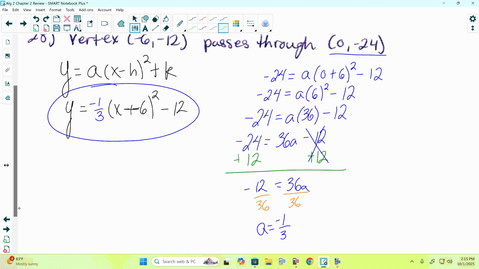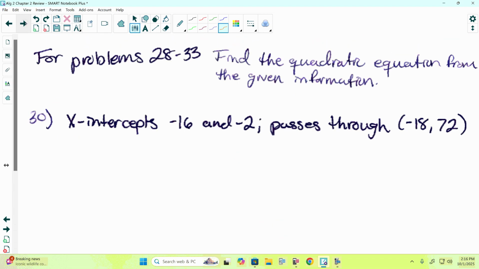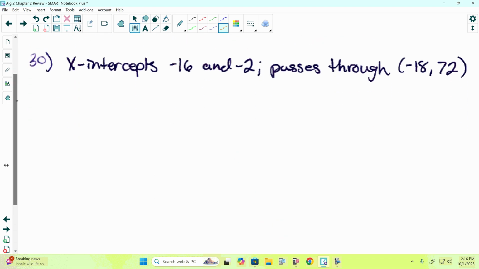Question number 28. We have 2 problems left. Because the next one we're going to look at is a similar form, but instead of getting the vertex and a point, they're going to give the x-intercepts and a point. So we'll look at 31.